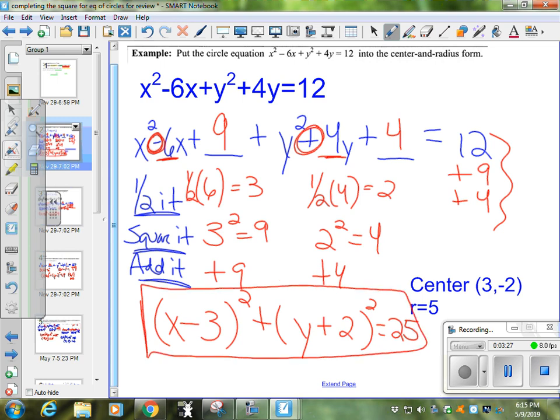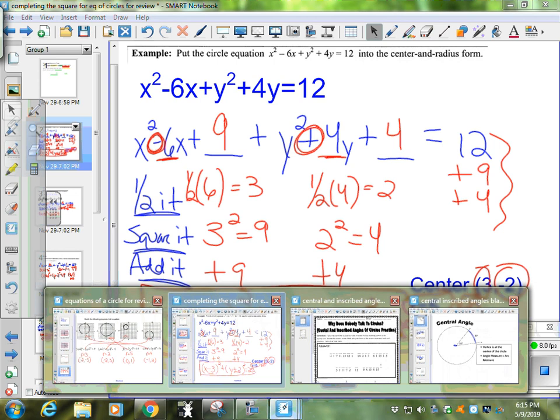And your center then, do the opposite. You got a negative 3, so it's positive 3. You got a positive 2, so it's negative 2. And your radius is the square root of 25, so it's 5. So that's how you complete the square.